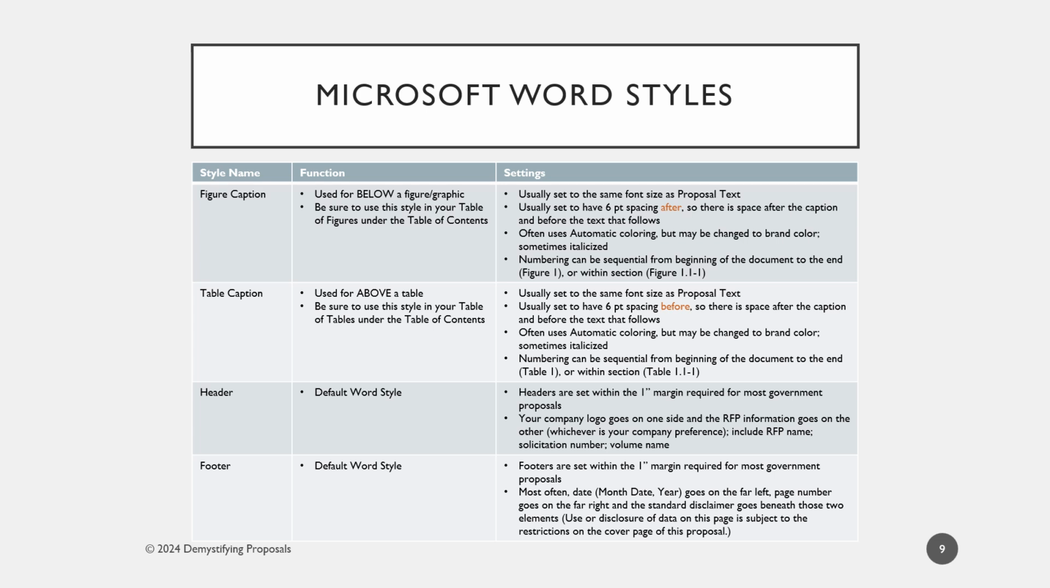Header is also a default Word style. It's usually set up within the top 1-inch margin required for most government proposals. You put your company logo on one side and the RFP information on the other side of the header. Whichever way you want to do it, if you put your logo on the left and the RFP information on the right, or vice versa, it's completely up to you in terms of your brand. But make sure that you're consistent across your proposal. So set up your header that way.